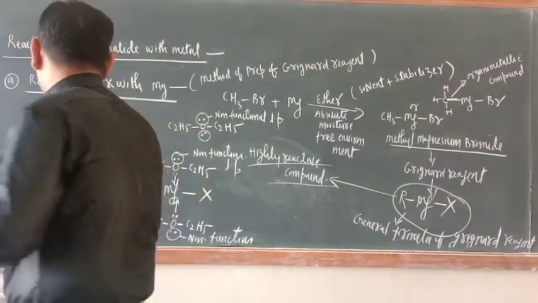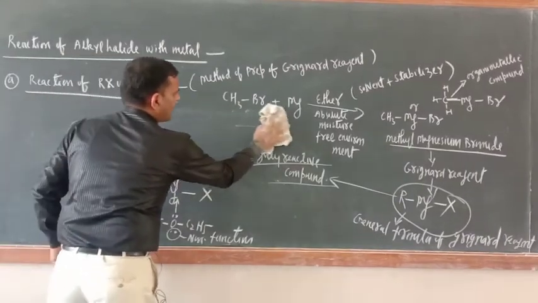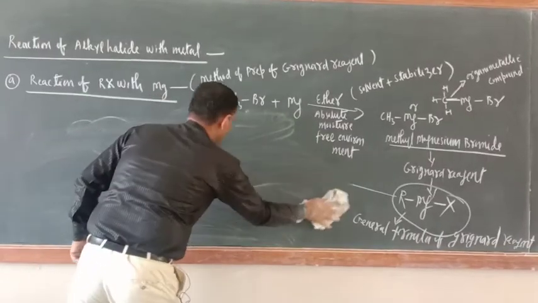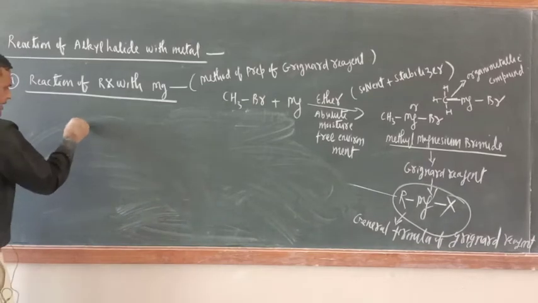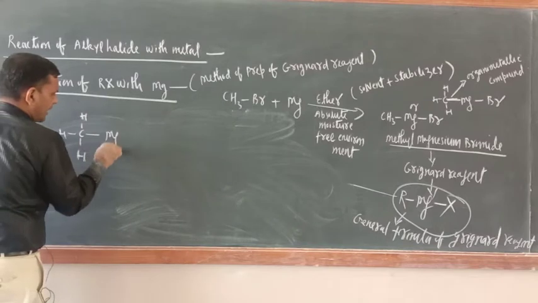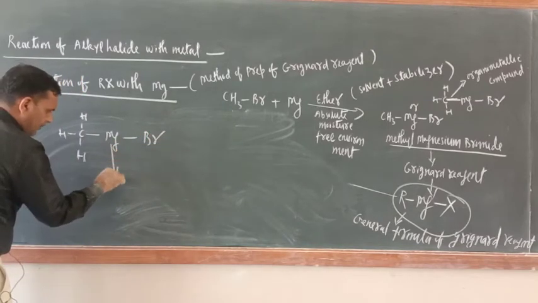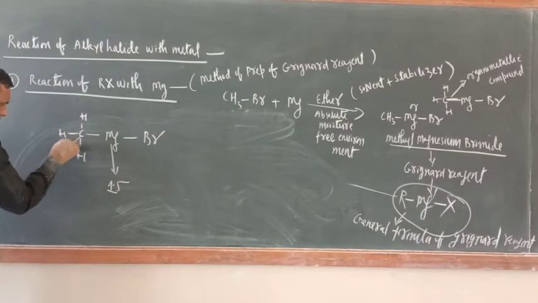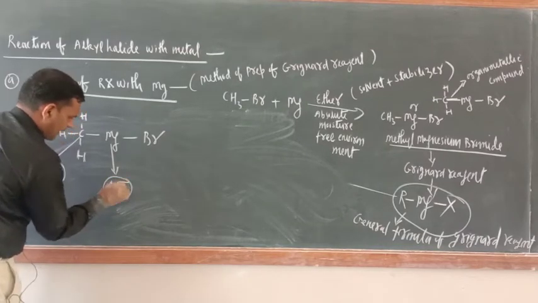One more property of Grignard reagent should be studied here only. Now try to understand here. I am rubbing this side now. See, Grignard reagent, this is the structure. C H H H, here Mg, here Br. What is the electronegativity of magnesium? 1.5. What is the electronegativity of carbon? This is 2.5. This is 1.5.